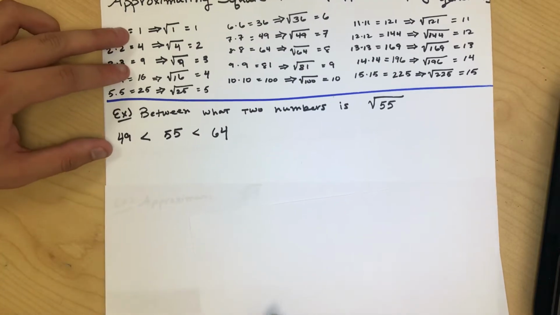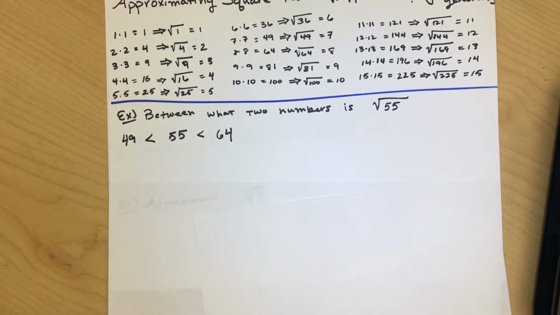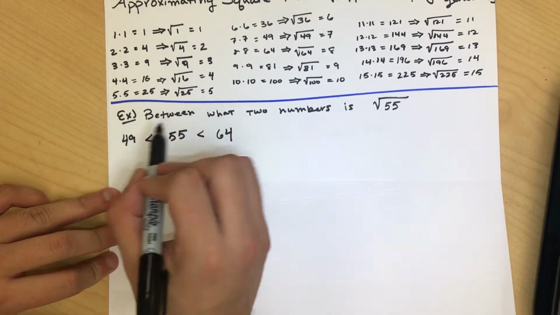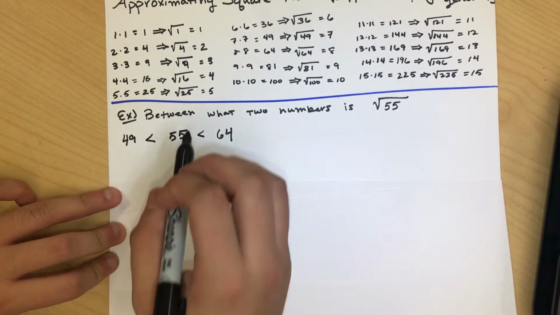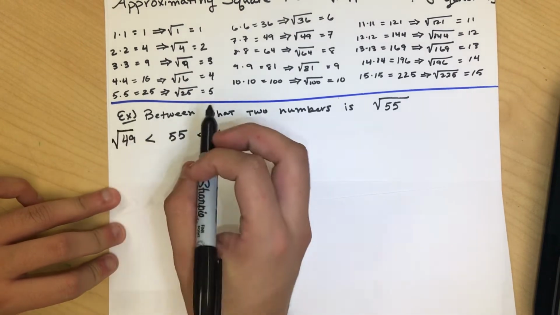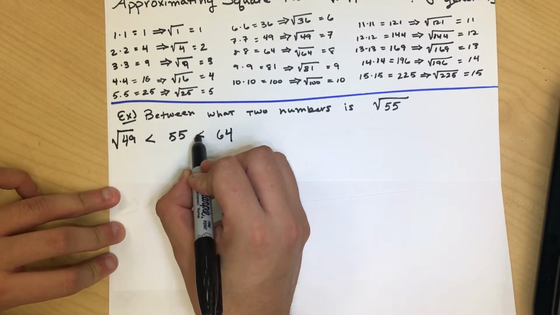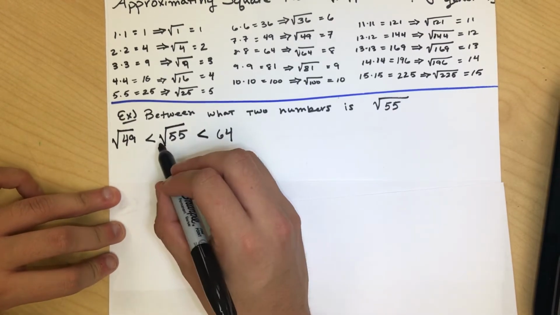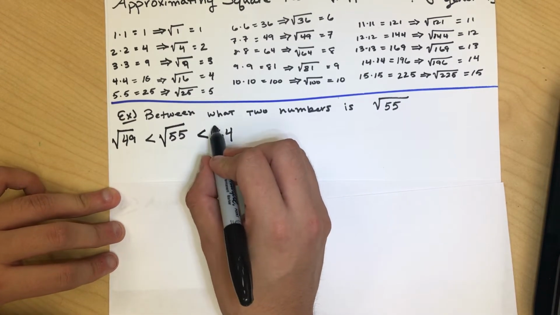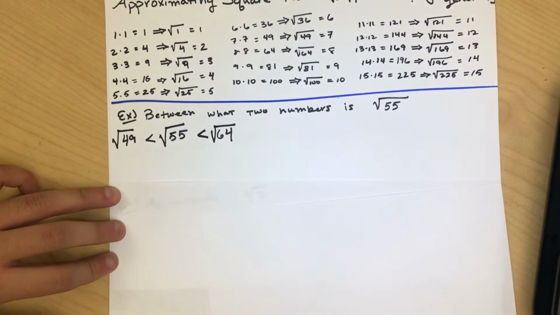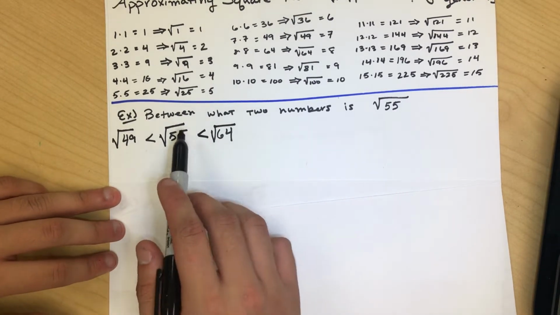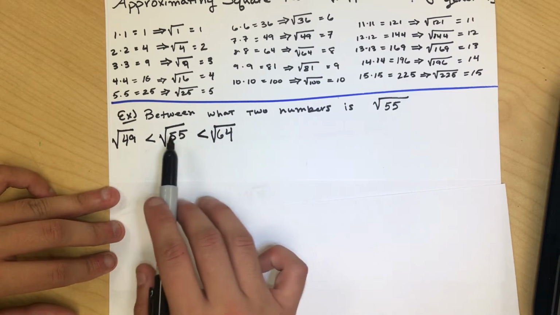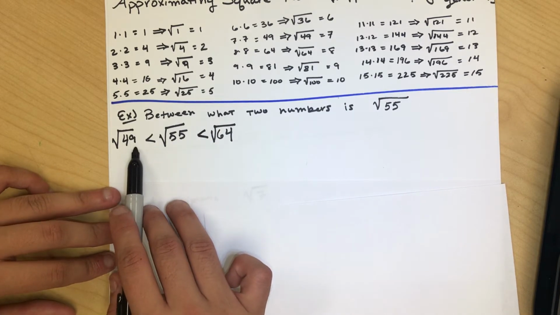So once we do that, it's pretty nice, because what we can do after that is take the square root of everything in here. Square root preserves inequalities, which means these signs don't flip and they don't change, they stay the same. So we can square root all of these numbers. That means that the square root of 55 is less than the square root of 64, and the square root of 55 is greater than the square root of 49.